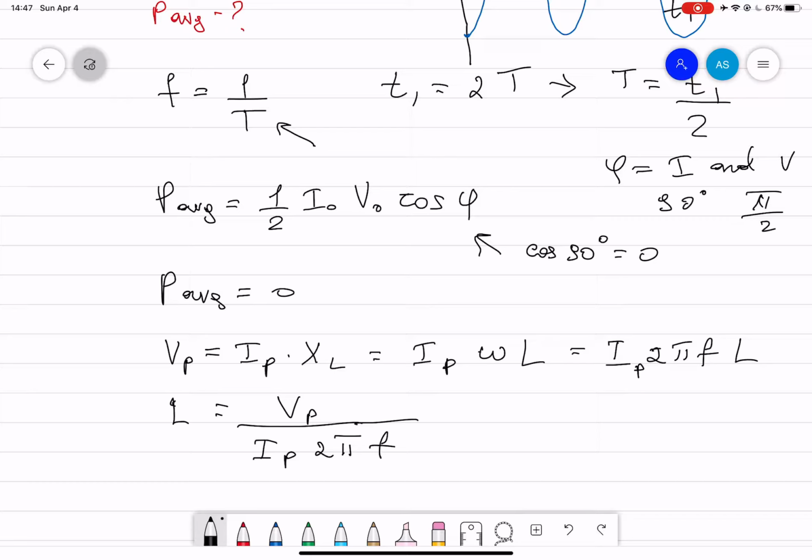So that's it. The frequency you can get from here and you plug it in here. Then Vp and Ip are given, 2 pi and so on. So you can find all the answers, all the parts.